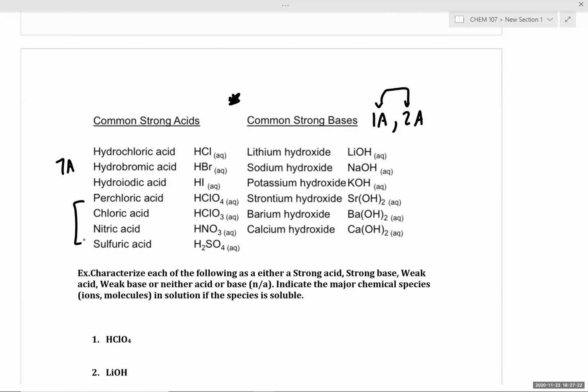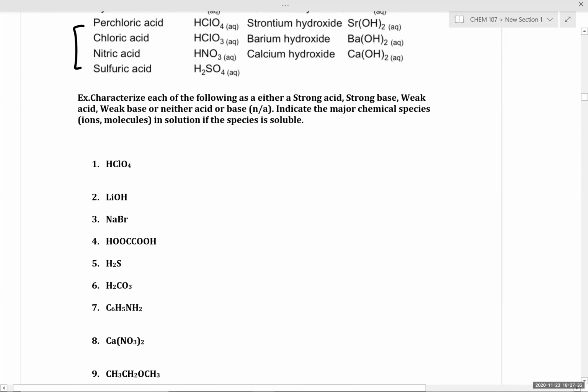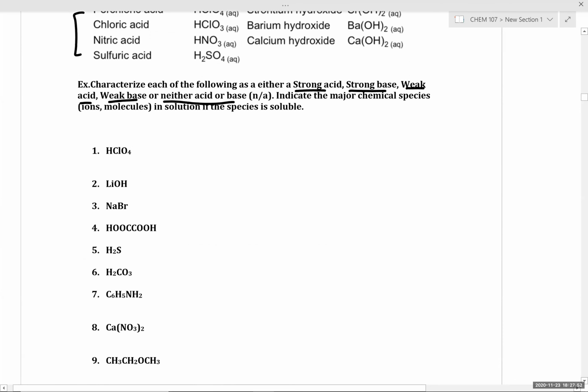So to help us reinforce this idea and to help us become familiar with the common strong acids and strong bases, let's take a look at the following list and characterize each as a strong acid, strong base, weak acid, weak base, or neither. Okay, so let's go through this list together.